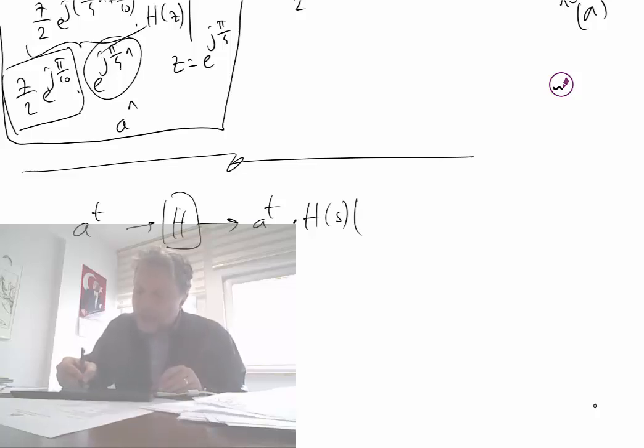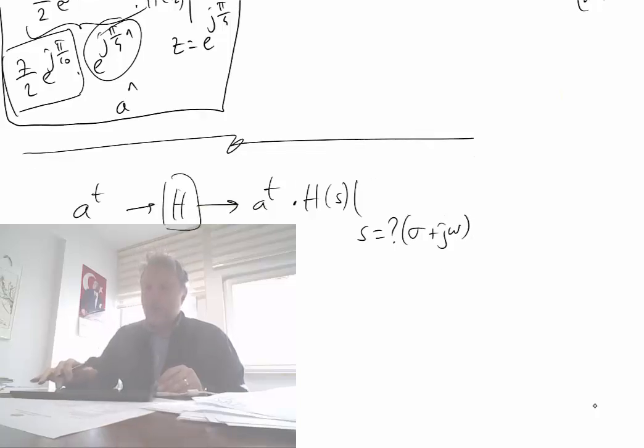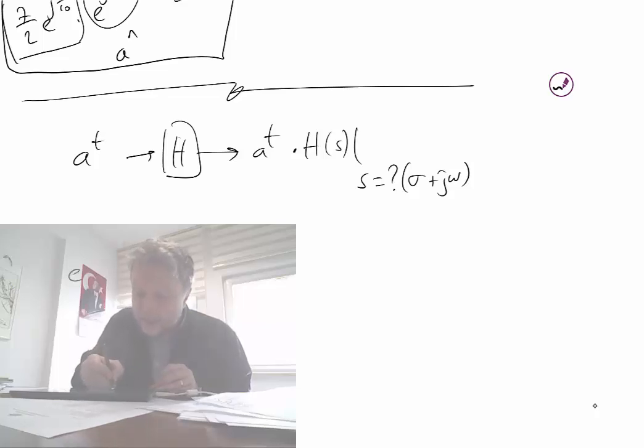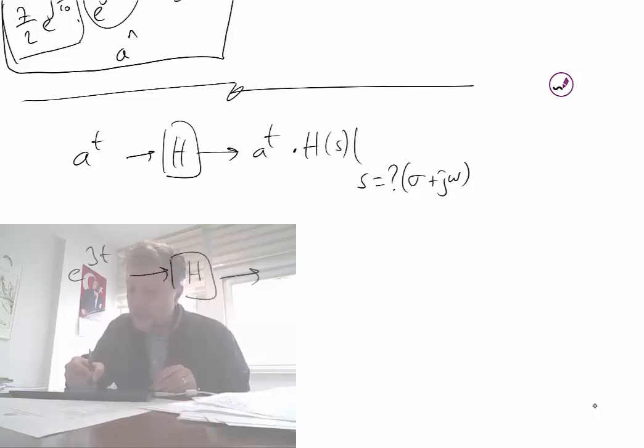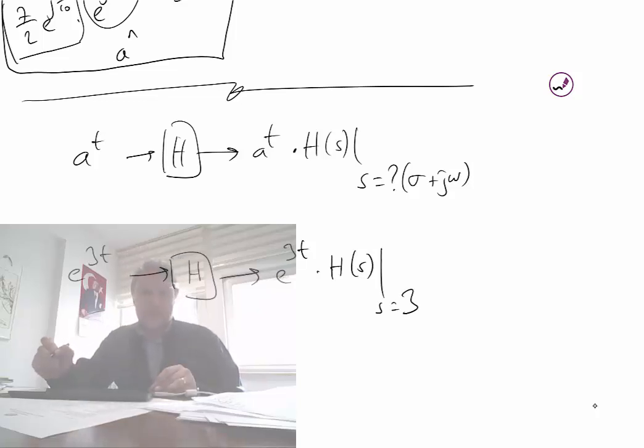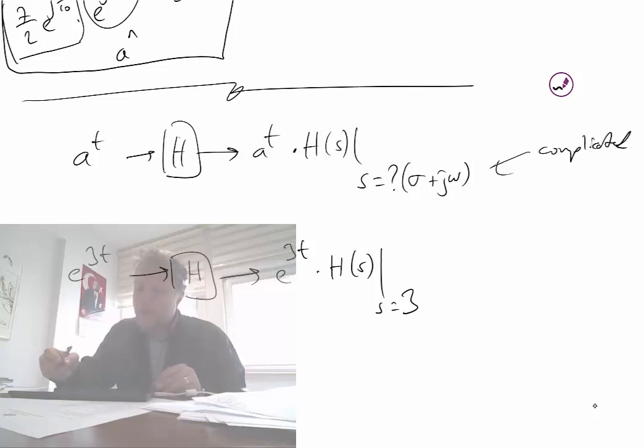All right, at s is equal to what? Now you have to be careful about that. Here s is equal to sigma plus j omega. So you have to convert this into an e to the power sort of thing. Let me put it this way, if it is e to the 3t, and this is h, then the output is e to the 3t times h of s at s is equal to 3. All right. So what is a in terms of e to the something? That is, the logarithm of a will be involved. So this will be a little bit complicated maybe. But nevertheless, you have to be aware that if a to the t goes into the system, a to the t will go out. If e to the 3t goes into the system, e to the 3t will go out.